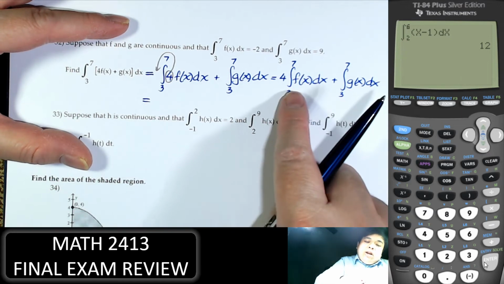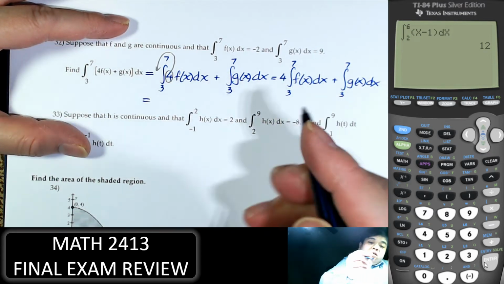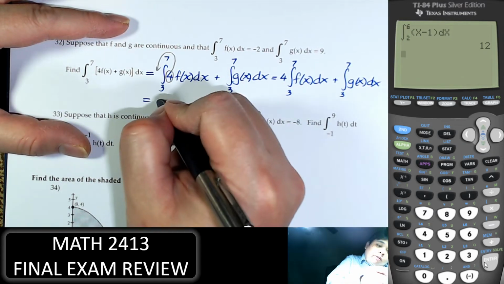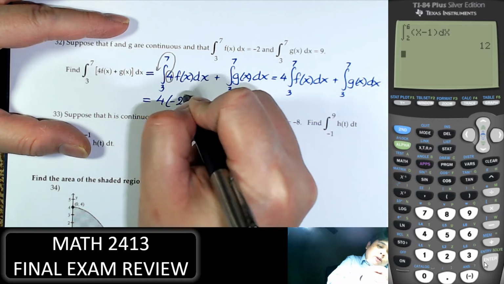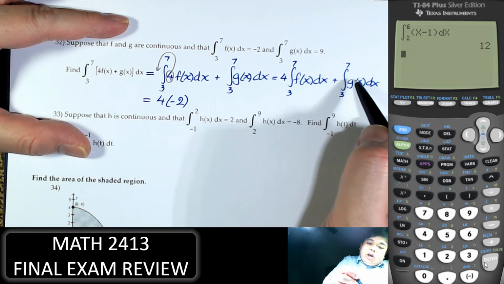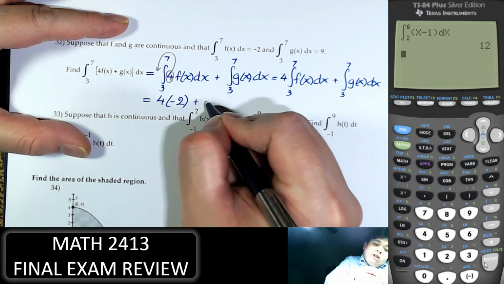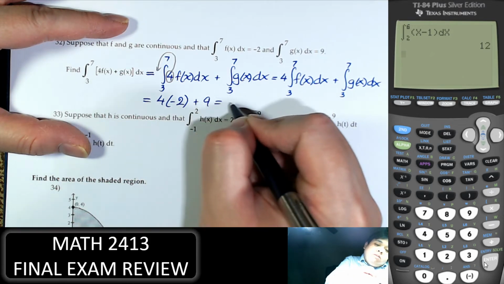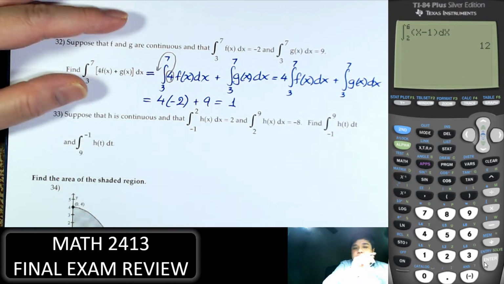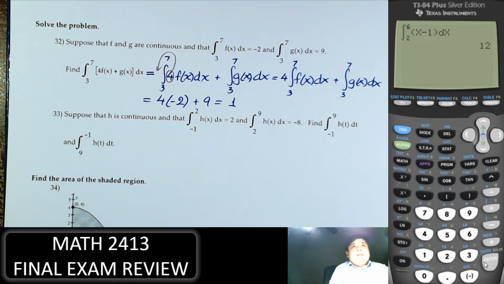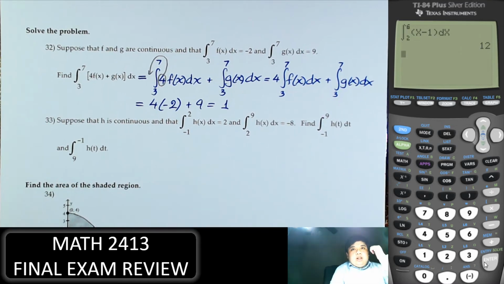Right, now the integral of f of x from 3 to 7 is negative 2. So 4 times negative 2. And then for g of x from 3 to 7 is 9. So minus a plus 9 is positive 1. Right, so integrals, just like derivative, just like limit, just like summation, we can split and take the constant outside.